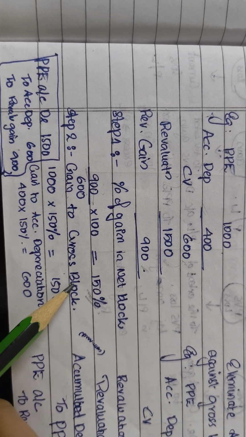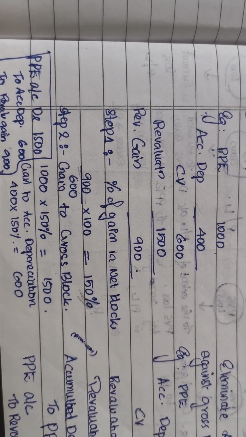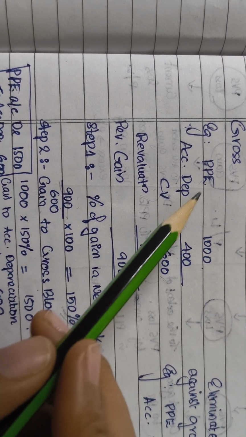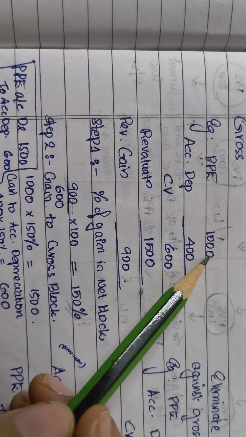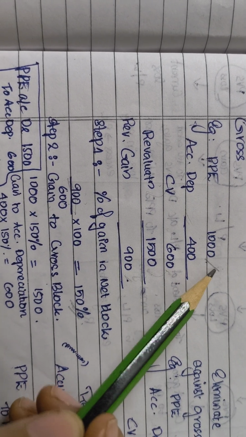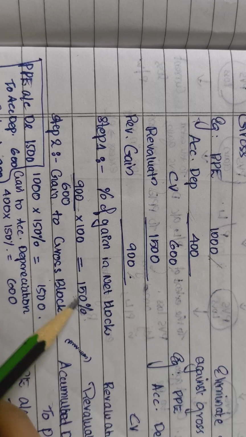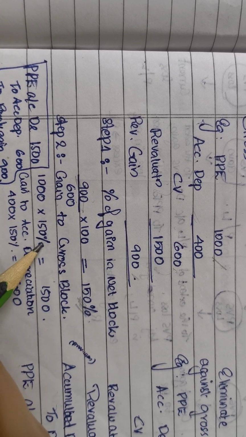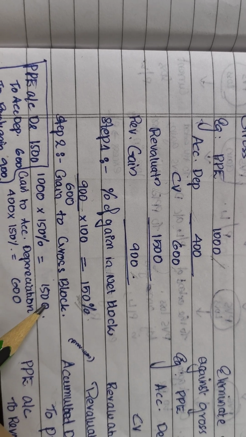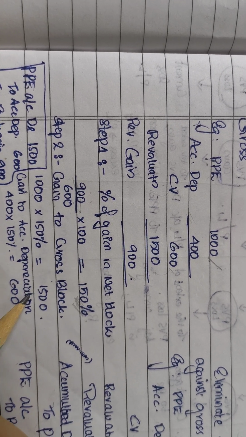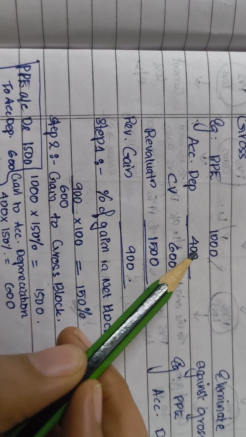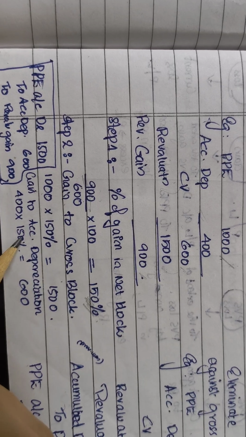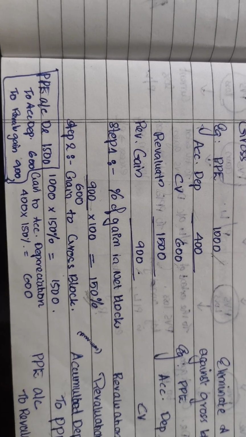Now let's see the gain to the gross block and the gain to accumulated depreciation. What is the gain to the gross block? The gross block is 1000. The gross PP value is 1000. So there is a 150 percent increase, right? So the gain to the gross block is 1000 into 150 percent, 1500. And what is the gain to accumulated depreciation? Accumulated depreciation is 400 and there is a 150 percent increase. So 400 into 150 percent is 600.